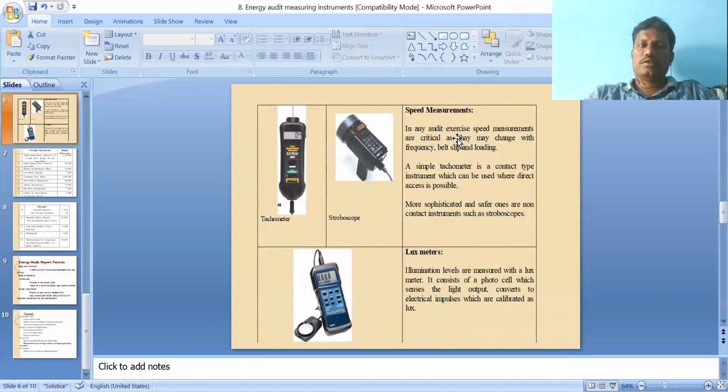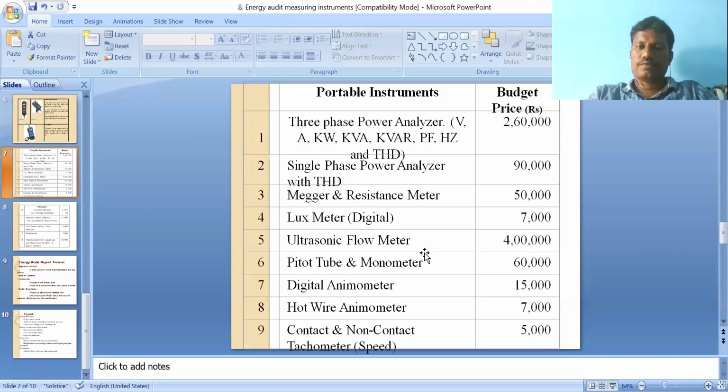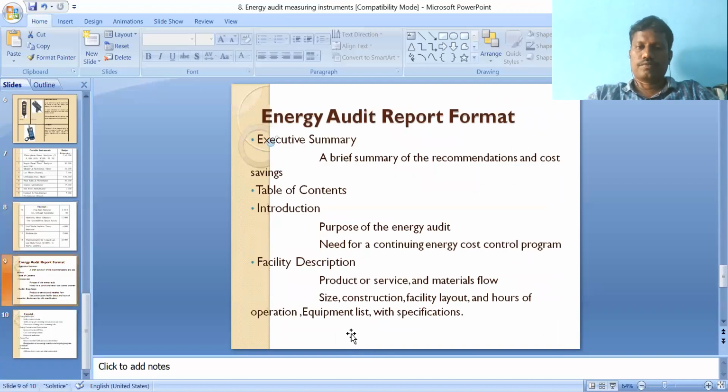And speed measurement, that is tachometers. Then the lux meter, with which we measure illumination levels. And portable instruments, that is lux meters, ultrasonic flow meter, pitot tube and manometers, digital anemometer, hot wire anemometer, contact and non-contact tachometers, everything we have to measure. These are all our energy measuring instruments.